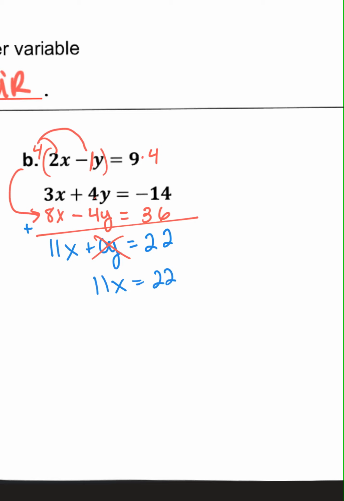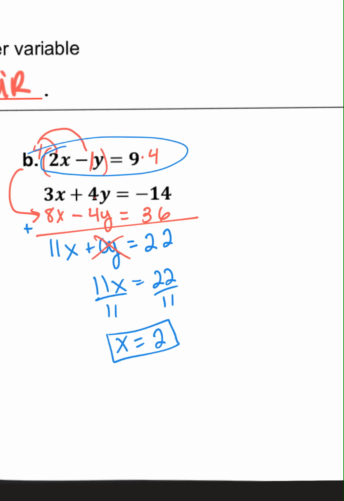Now we just need to solve for x, so we'll divide by 11 on either side, and we get x equals 22 divided by 11 is 2. All right, now all we have to do is pick our favorite equation to plug it in for. I like to use the first one, so I'm going to use the first guy.